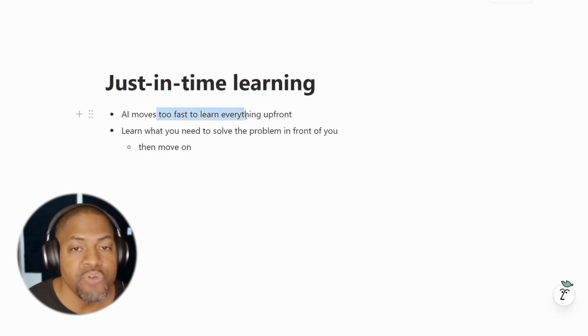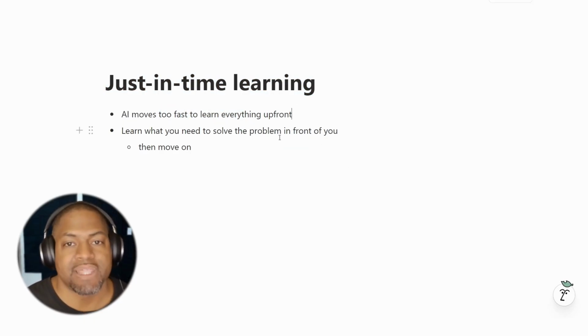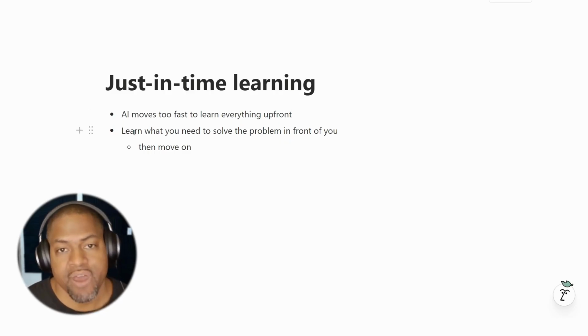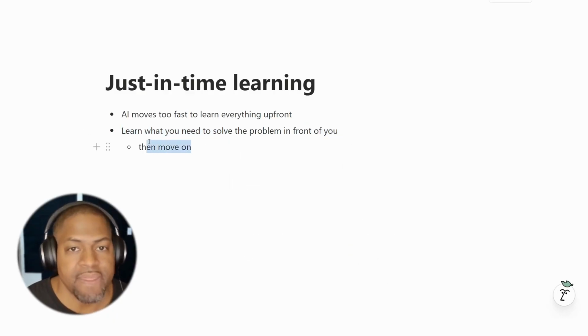Next is just-in-time learning. AI moves too fast to learn everything up front. By the time you learn something, literally a week later, something new replaces it and takes everything by storm. So for the problem that you're trying to solve, learn what you need to solve that actual problem in front of you, and then you move on.